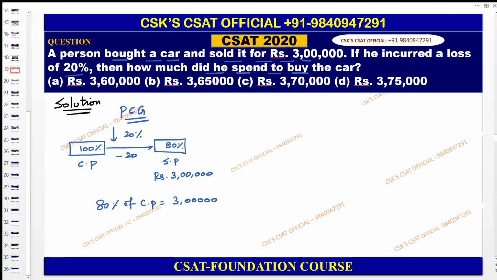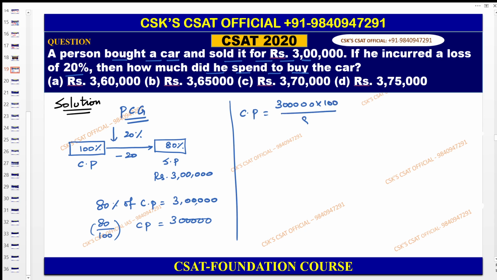Then automatically you can calculate the CP here. That 80% is nothing but 80 by 100 into CP, which is equal to 3 lakhs. Now find the CP here. Just cross multiply that 100, so therefore 3 lakhs into 100 by 80. Now cancel this with the 20: 4 times here, 5 times here.